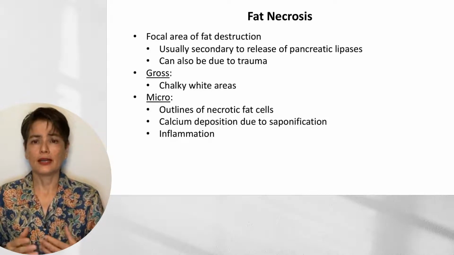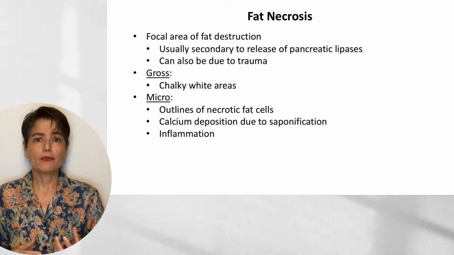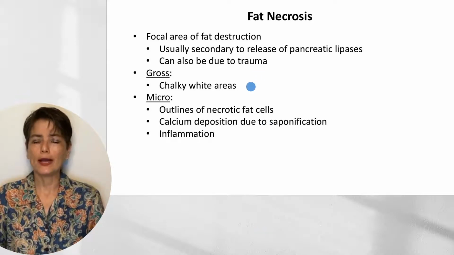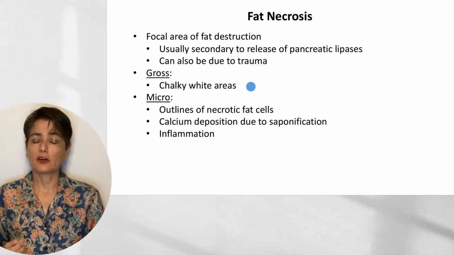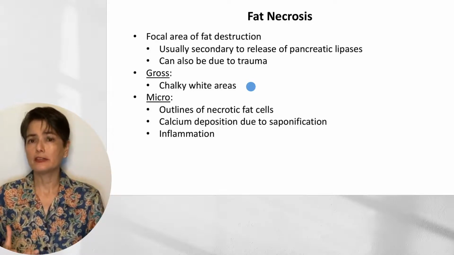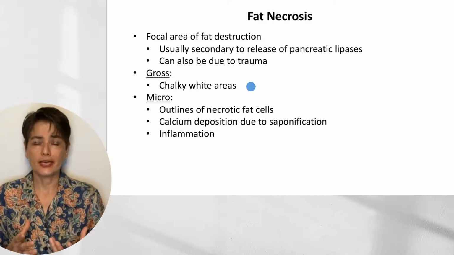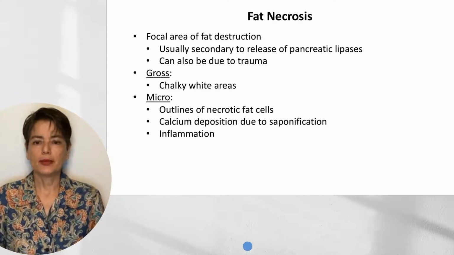So, for example, if a patient has blunt trauma to a fatty part of the body, they may form fat necrosis there. Now, grossly, there are going to be these chalky white areas that are firm. They actually feel like chalk when you touch them. Microscopically, we'll see the outlines of these necrotic fat cells, as well as some calcium deposition, because when these fats are released, they're going to combine with calcium in a process called saponification, and calcium will be drawn from bodily fluids and deposit in the fat. We'll also be seeing, of course, some inflammation.